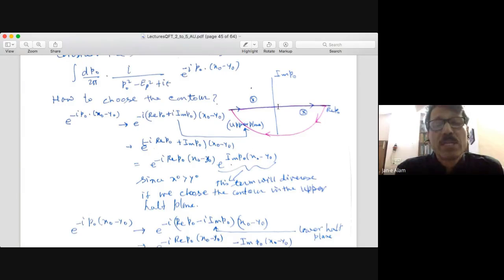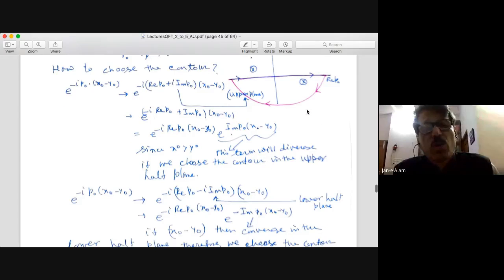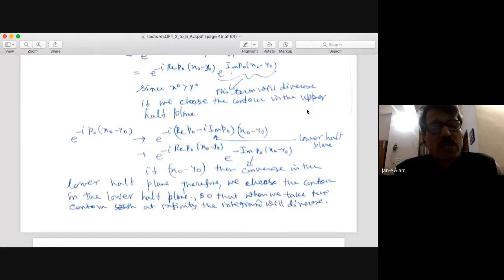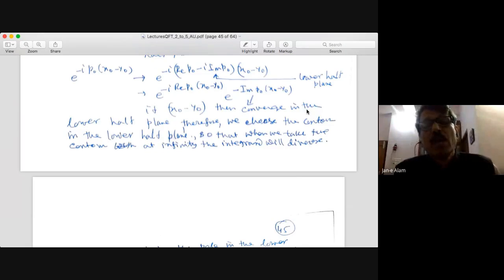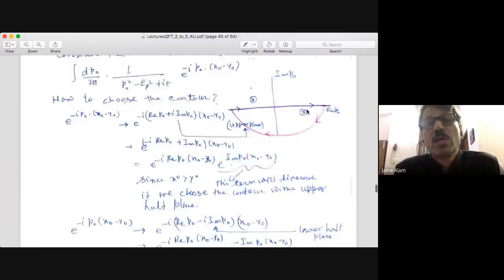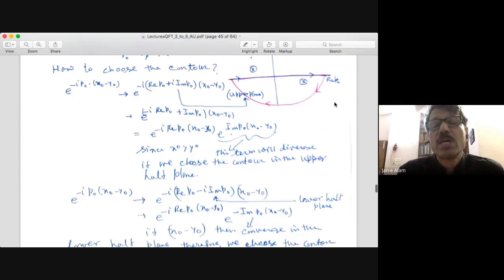So I have to calculate the residue at this single pole. Then the value of this integration will be 2 pi i times the value of the residue at this pole, right? So that is how to choose the contour. That is a very well-known exercise, and as I have been repeatedly saying, you have done it for solving the Maxwell equations. So in the lower half plane, I should choose the contour so that my integration only survives for the real P naught, and in this plane the integrand itself will vanish. So I am in the right direction if I choose the lower half plane.